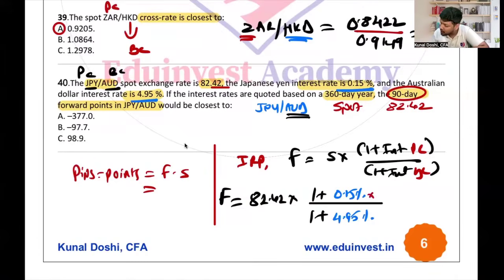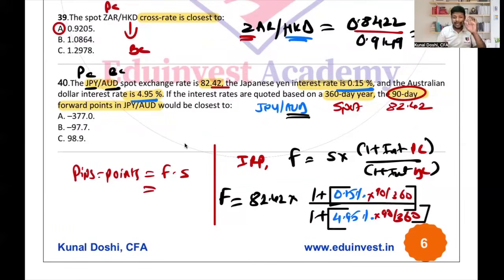So you need to do one more change: you need to convert the rates into 90 by 360. Everyone, first, you should be aware of this. Second, you should know how to solve this. So to solve this, there is a technique.